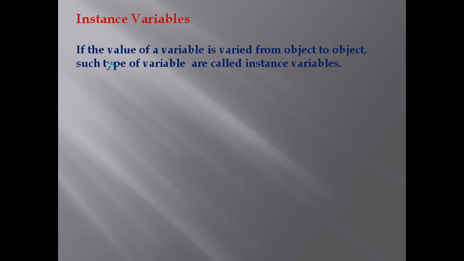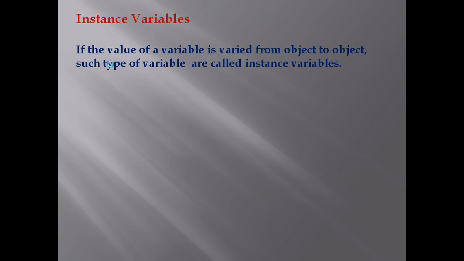Now let's talk about the first one, the instance variable. Let's begin with the definition. If the value of a variable varies from object to object, say I am creating an object of a particular class, say Student is a class, and I want to create an object of type Student, then I will write Student S1 equals new Student. So S1 will be a reference variable, and it will be pointing to that student object. We will say S1 is an object of type Student.